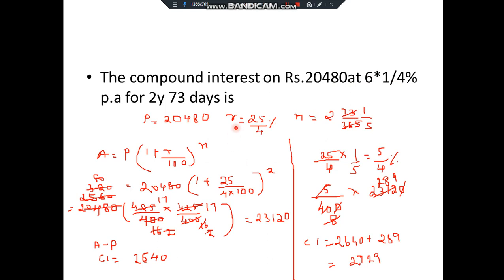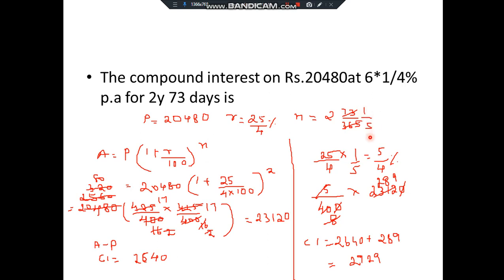So in the formula method, how will we solve it? P into 1 plus r by 100 the whole power n. So P is 20,480 into 1 plus 25 by 4 into 100 the whole square. On substituting you get 23120. So A minus P, the amount you have got minus principal 20,480, you get 2640. So for 2 years you have found. Now for the remaining 1 by 5, we'll see how to do it.